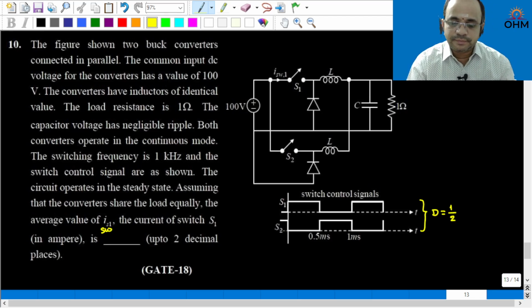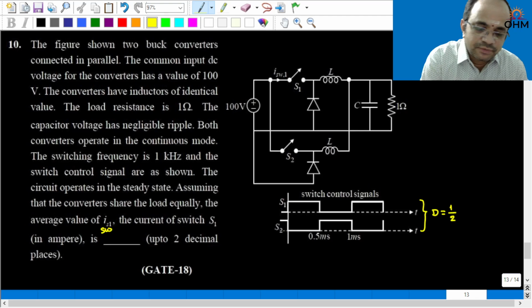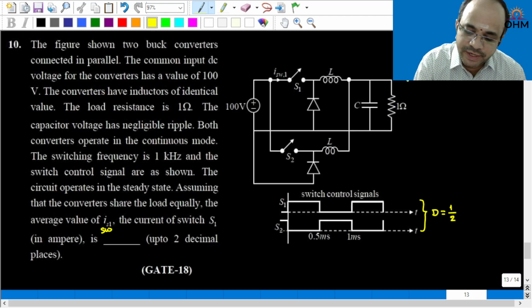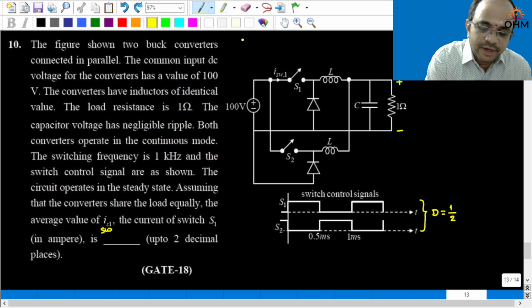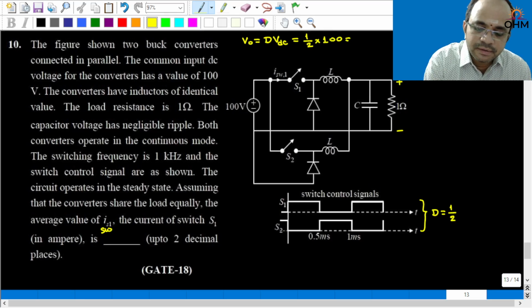Okay, so let us try to find out. First we will have a few calculations. What is that? First let us find V0. For a buck converter, V0 is equal to D into VDC, which is 1 by 2 into 100. This will give you 50 volts.